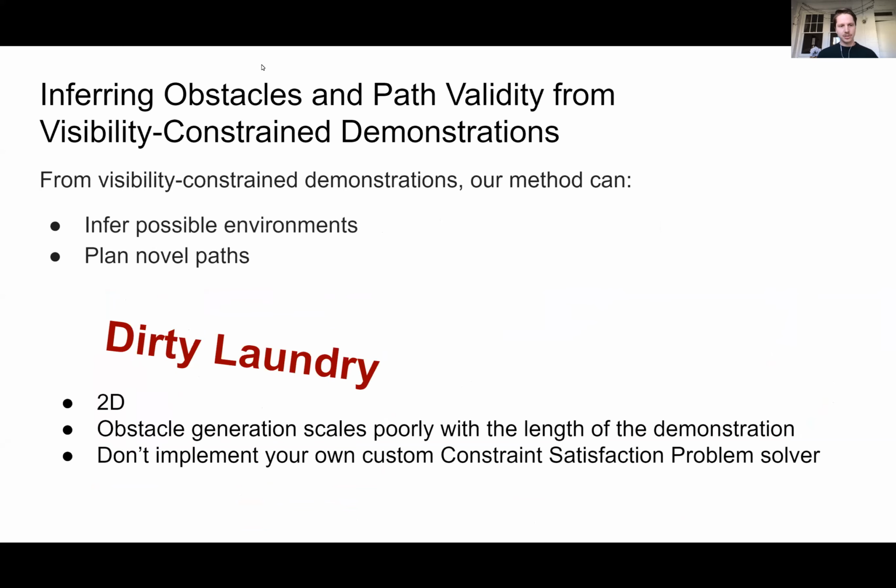So in conclusion, we can either infer possible obstacles or plan novel paths in these visibility-constrained demonstrations. A few limitations: we're only in 2D right now. Obstacle generation is somewhat poor. It scales poorly, I should say. And I'll just say, don't try to implement your own custom CSP solver, which I did and was quite painful.